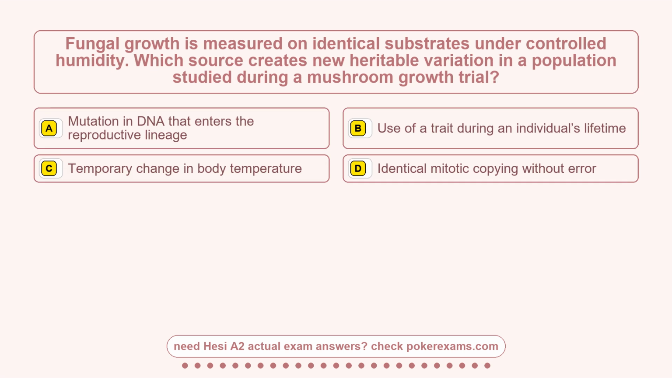Question 25. Fungal growth is measured on identical substrates under controlled humidity. Which source creates new heritable variation in a population studied during a mushroom growth trial? Option A, mutation in DNA that enters the reproductive lineage.